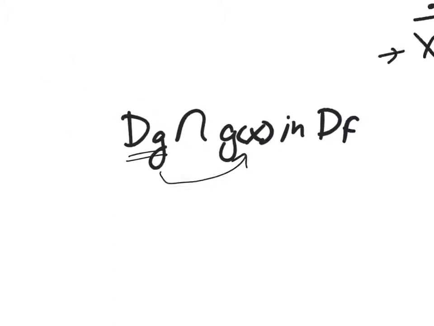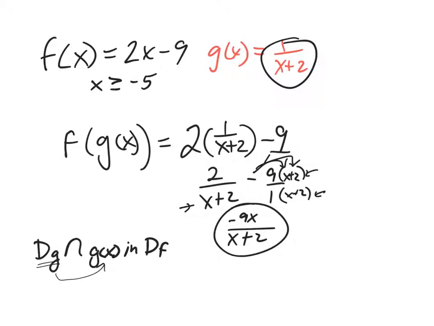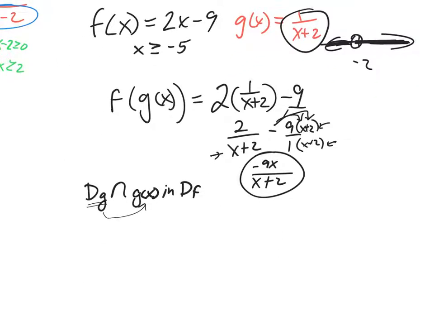Do I know the domain of G? Yep. The domain of G is this one, and that's a really easy one. Everything except -2. So I like to do a number line for that. It can't be -2. Otherwise, it's everything. Remember, domain is not what you can't put in, it's what you can put in. Everything except -2.